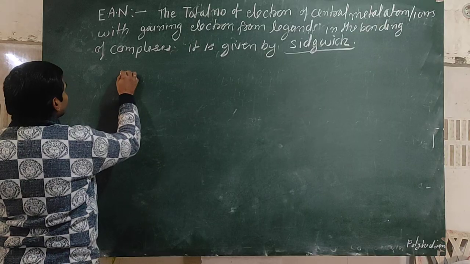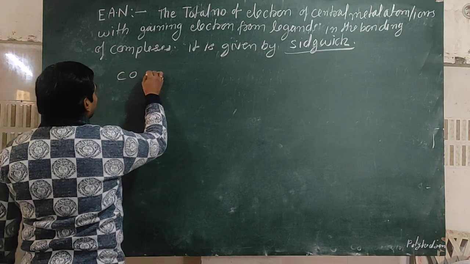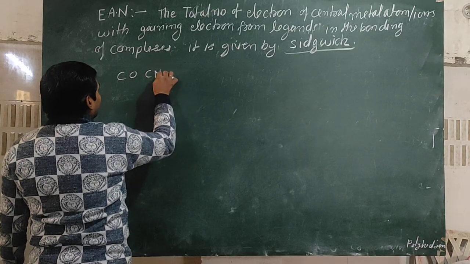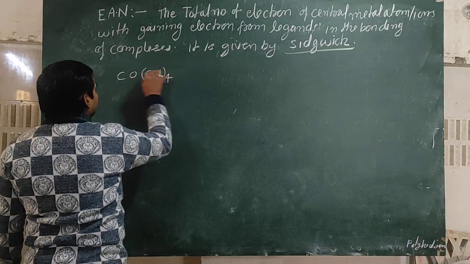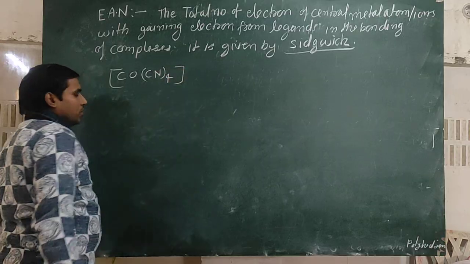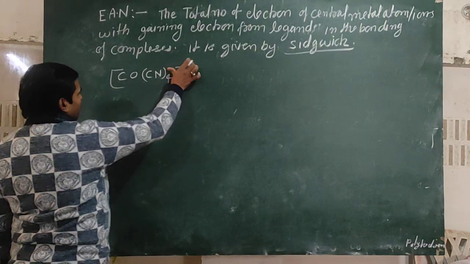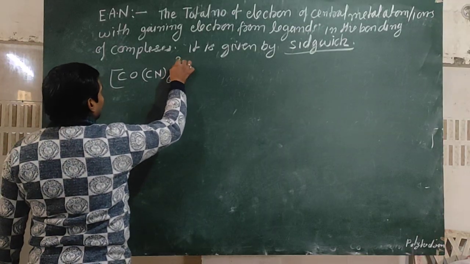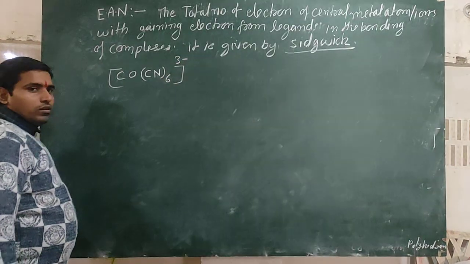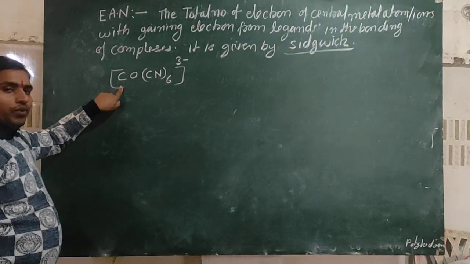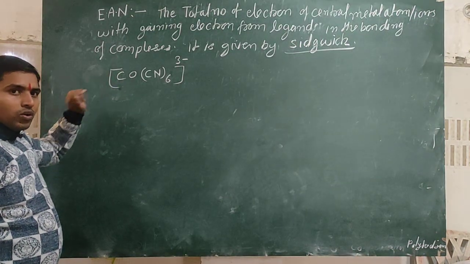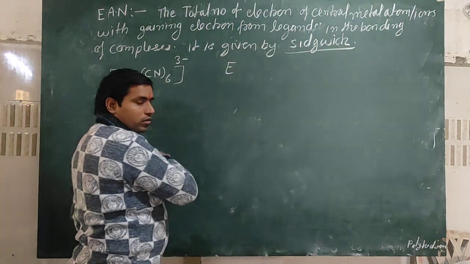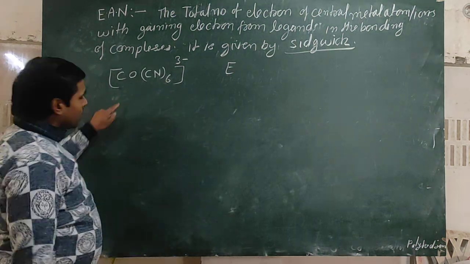For example, Co(CN)6 3-. In this complex, first, if we know the formula of EAN, then we can easily explain the effective atomic number of these complexes.